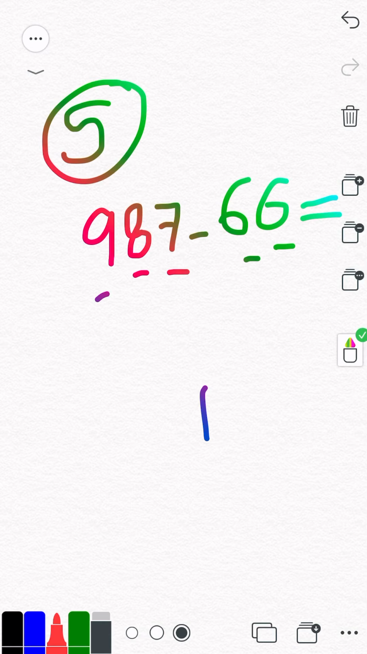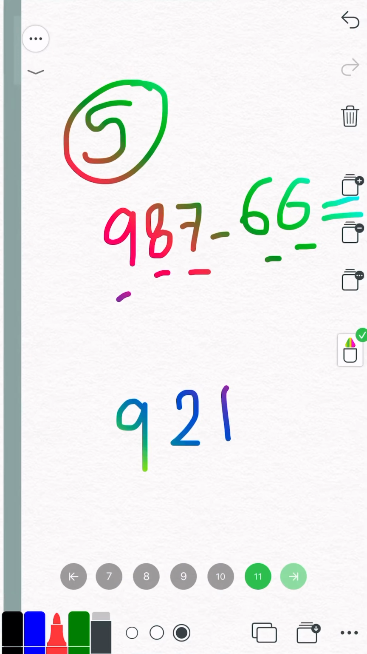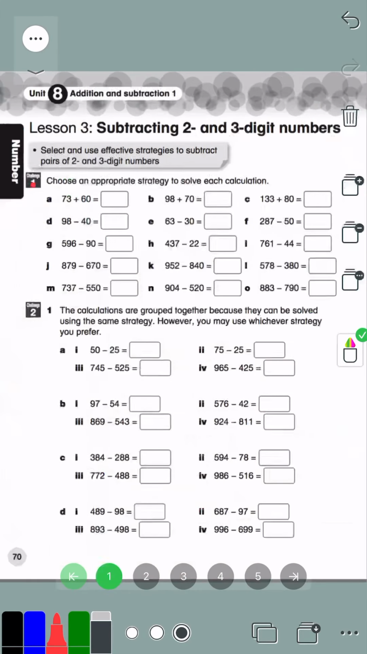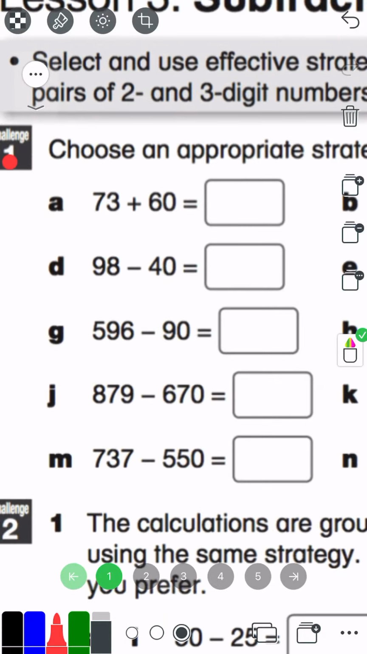8 minus 6 equals 2. 9 minus nothing equals 9. So now let's go to the workbook's questions, and I'm going to do some questions now. Choose an appropriate strategy to solve each calculation. Look here, we can subtract using direct subtraction.